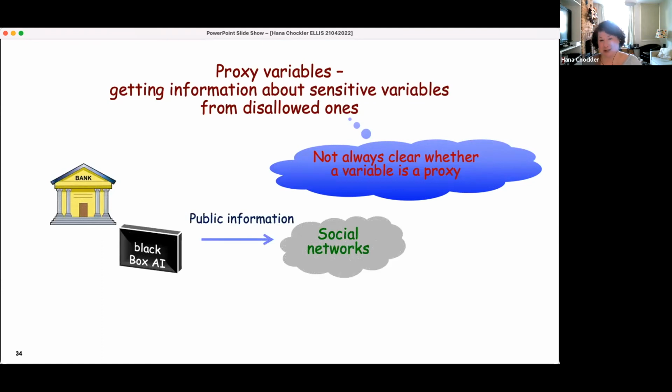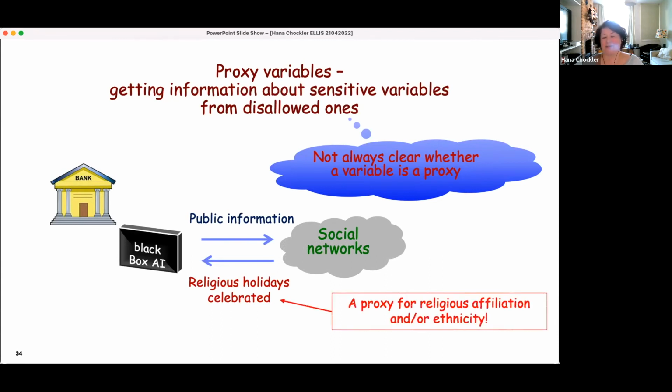So here's the example of the social network that I mentioned. It's public information. You're taking religious holidays from scraping the internet and getting information from the social networks. But it is a proxy for religion and/or for ethnicity for some religions. So this proxy probably should not be allowed, and we have to look out for it, even though in the system it is not inherited, right? It is not a descendant of any sensitive variable. It's just a direct input because it was taken from social networks.